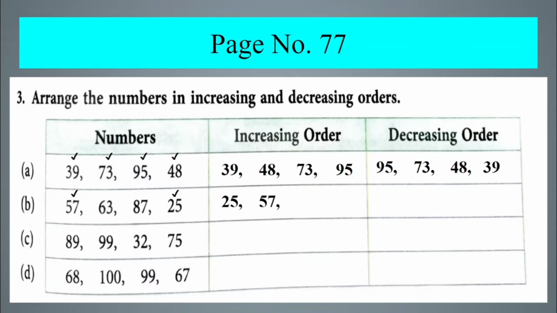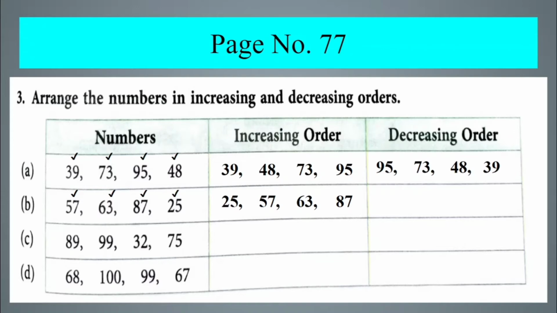Now we are left with two numbers, that is 63 and 87. Which among the two is the smallest number? Very good. 63 is the smallest number, isn't it? So we will write 63 after 57. And now we are left with only one number, which is the greatest number among the four numbers, that is 87. So we will write 87 after 63. So now we have arranged the numbers in increasing order.